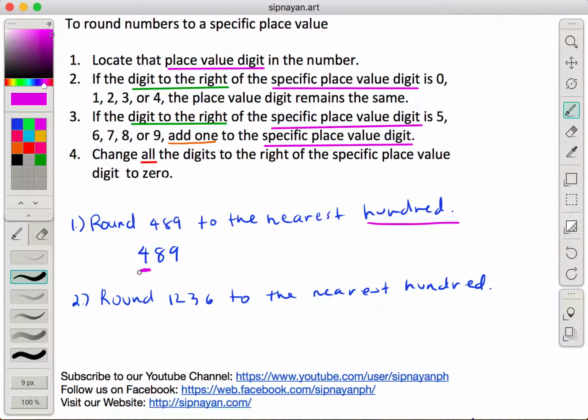So for 489, pangalawa, we look at the digit to the right of the specified or the specific place value. No? Ang 8, sabi natin sa rule ay pag 0 to 4, hindi natin papalitan tong place value digit natin. No? But 5 to 9, papalitan natin siya, we increase by 1. No? So we increase by 1.